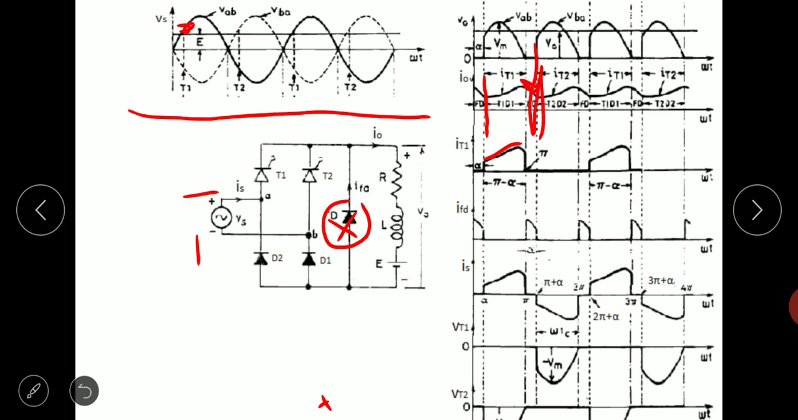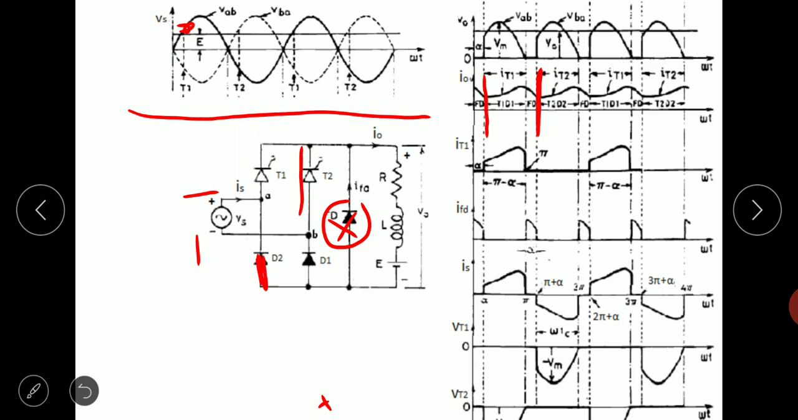Till now we had one half cycle. Now at an angle pi plus alpha, we trigger our thyristor T2, because T2 is now forward biased. So at this instant, all the current flowing through thyristor T1 will get diverted towards thyristor T2, because T1 is reverse biased and T2 is forward biased. And we know that D2 was already conducting, because the supply is negative.